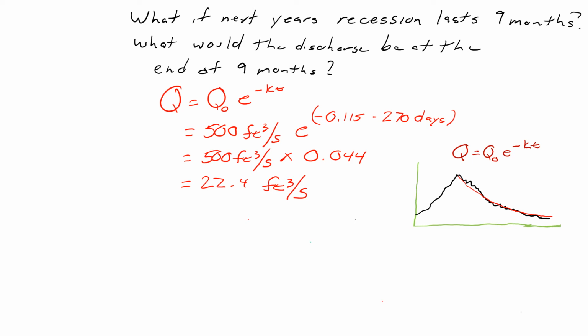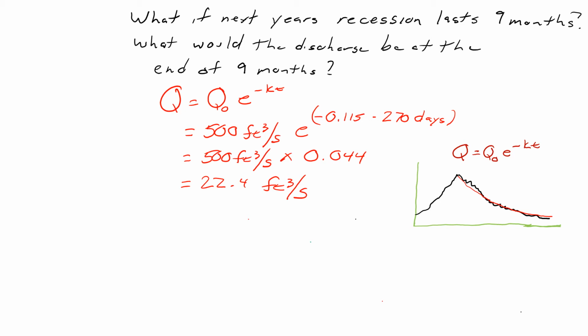Okay, if you run the math through, you're doing 9 months where this is gradually tailing off, and you end up with a pretty low discharge, 22.4 cubic feet per second. I bet if you went down to the Poudre River today, it's actually pretty similar to that. It's probably 20, 30 cubic feet per second. That's a trickle in a stream that size.